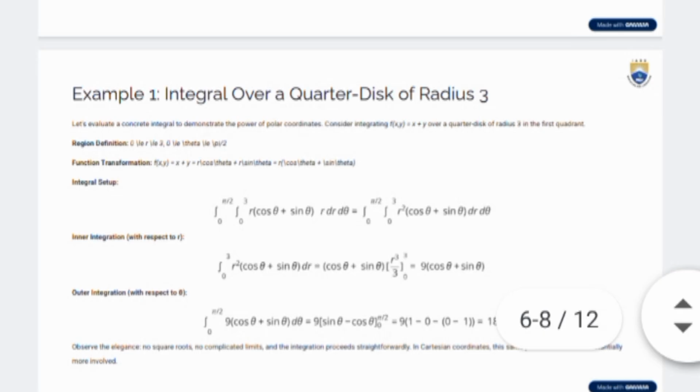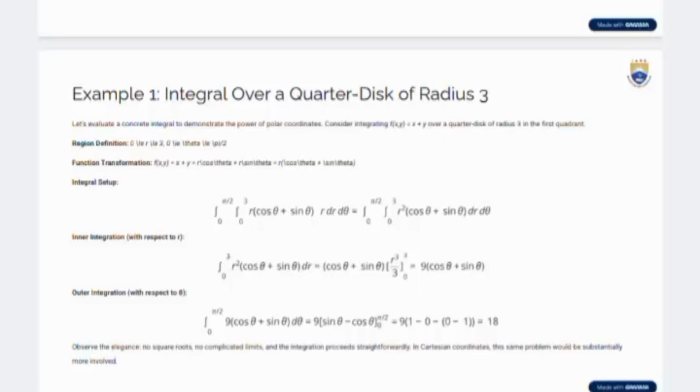Example 1: the integral over a quarter disk of radius 3. Let's evaluate the integral in polar coordinates, where f(x,y) equals x plus y over a quarter disk of radius 3 in the first quadrant. We apply the transformation in the integral step.